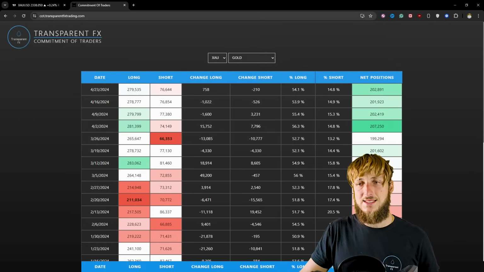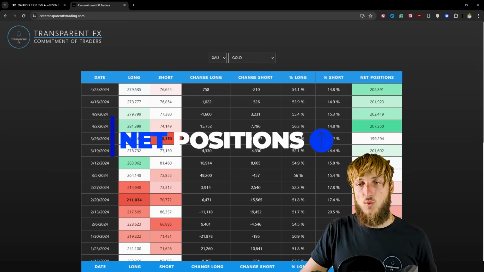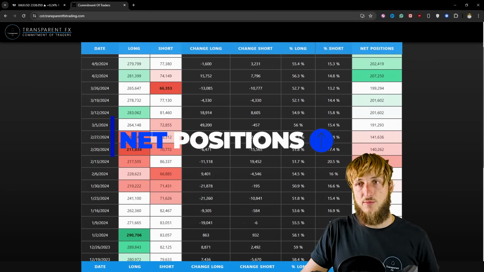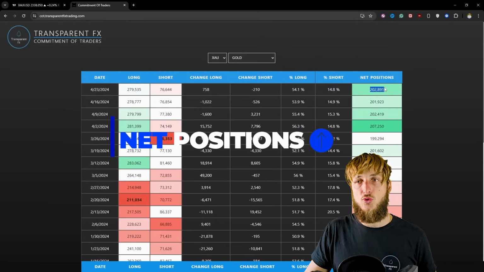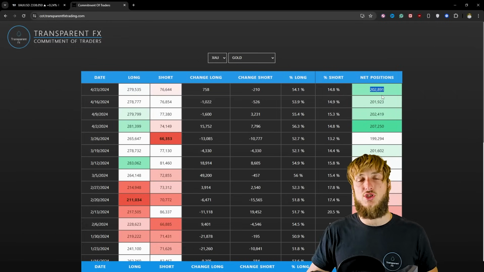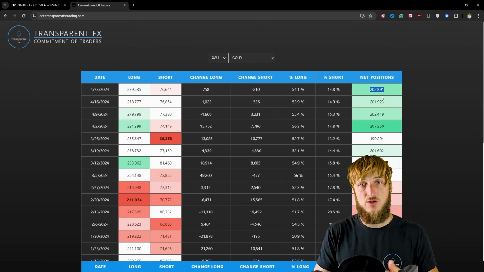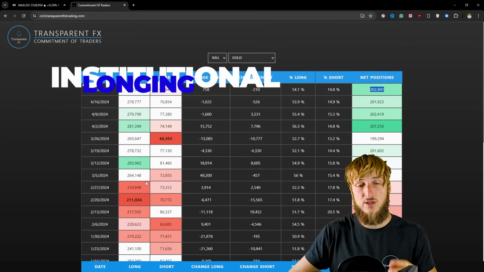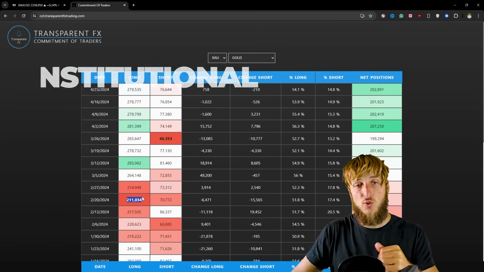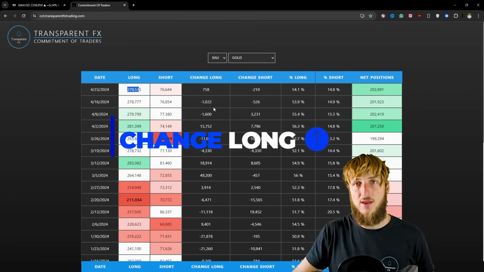Now, what we can see is that in the long run, net positions definitely have been increased. We went from having 131.1k net positions all the way up to 202.8k net positions. So we had a huge increase of the net positions, meaning that institutions were moving back to the bullish side for gold, therefore increasing their longs, which clearly have risen from 211k all the way up to 279k.